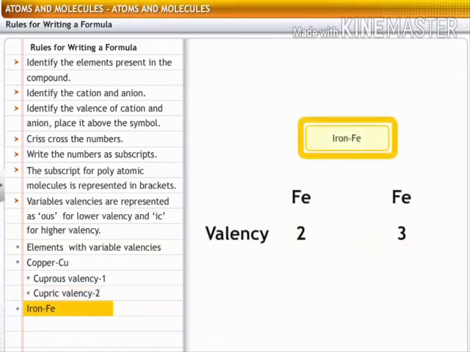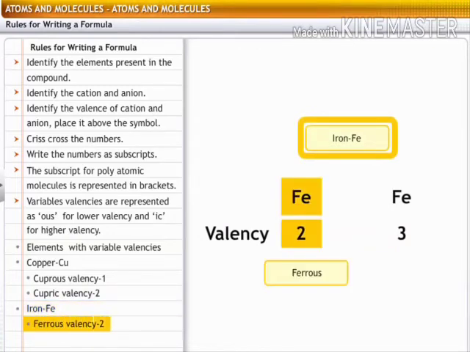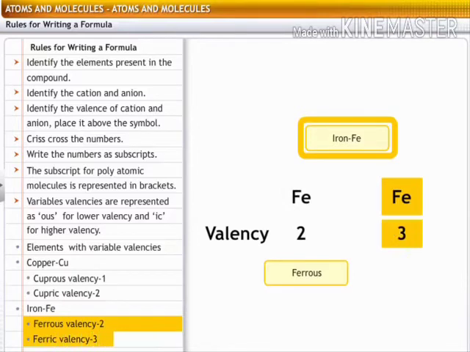Similarly, iron also exhibits variable valency. Iron with a valency of 2 is ferrous, and iron with a valency of 3 is ferric.